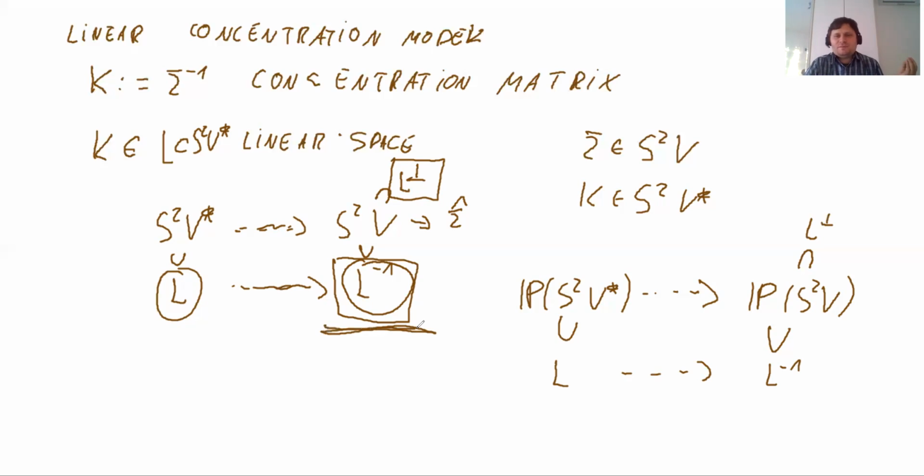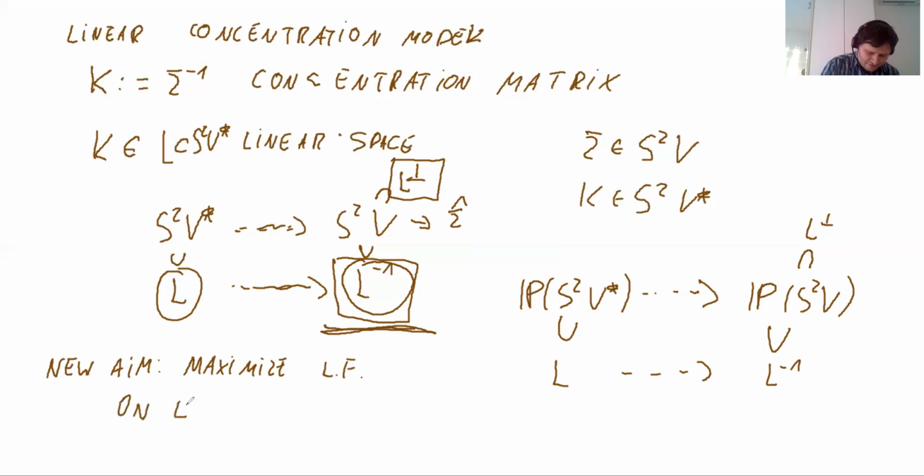You should imagine that you have a coin that has a probability distribution, let's say 40% of heads and 60% of tails. If you throw it 1,000 times, you will not get 400 heads and 600 tails. You will get something close. So even if the statistician correctly tells you the model, you don't expect that your data actually gives you a point on the model. So a new aim is to maximize the likelihood function on L inverse. And so not on S2V, not to find sigma hat, but you want something here.